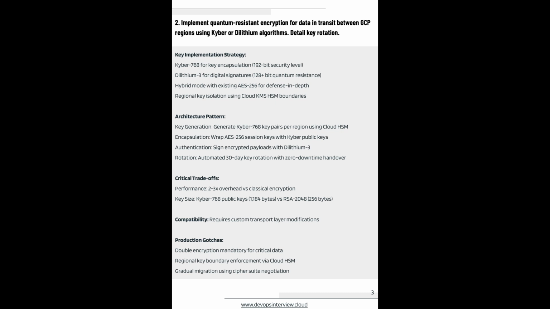So the implementation pattern involves generating those Kyber key pairs directly within each GCP region's HSM cluster. That facilitates the secure key exchange across regions using these hybrid protocols. And for signatures, the session keys get encapsulated using the recipient region's Kyber public key, while the signature verification relies on Dilithium public keys stored securely in regional key rings within KMS.